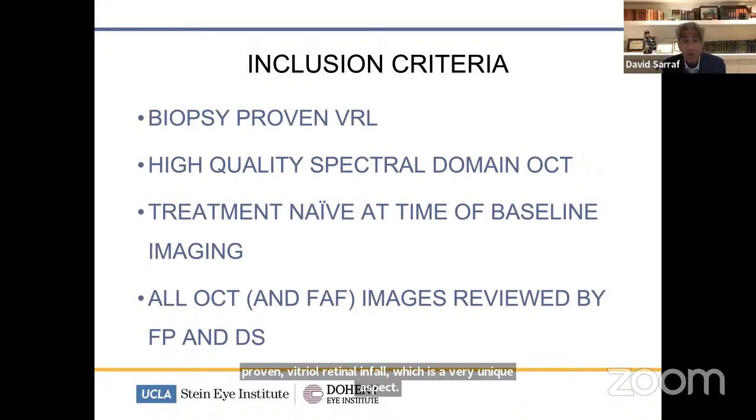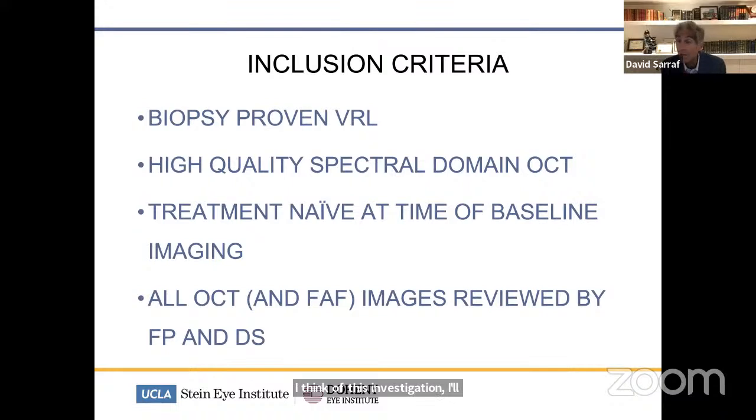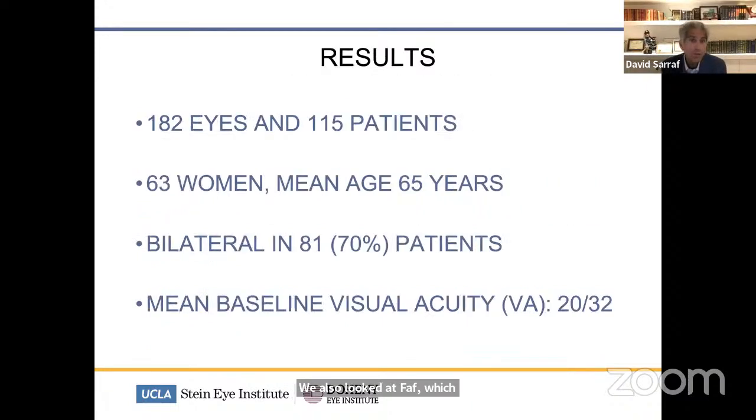All patients were required to have high quality spectral domain OCT and to be treatment naive at the time of baseline imaging. And Dr. Picchi and I reviewed all of the OCT images. We also looked at FAF, which we'll briefly discuss, fundus autofluorescence, and fluorescein angiography. In total, we were able to recruit 115 patients for review, which is, I think, the largest study now looking at imaging, OCT imaging characteristics of primary vitreoretinal lymphoma.